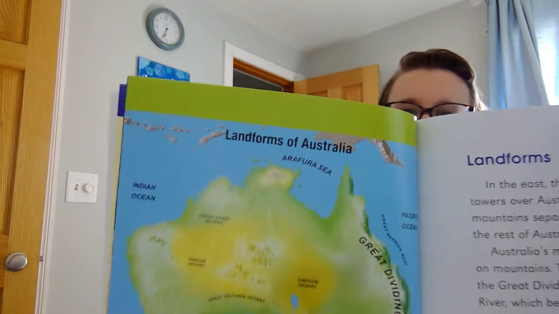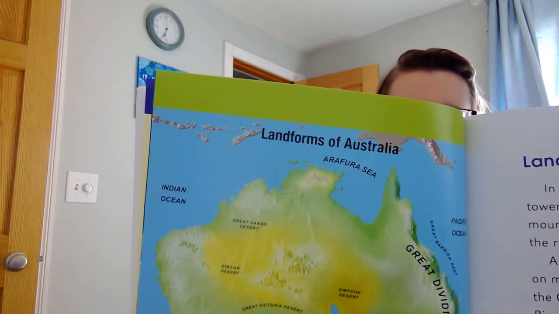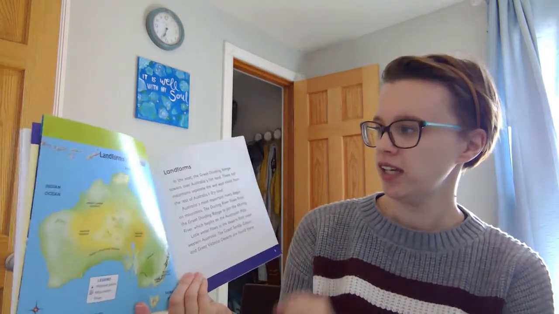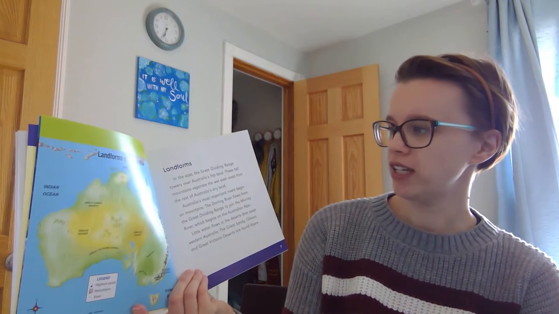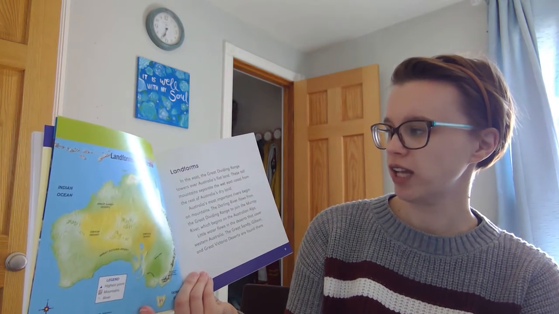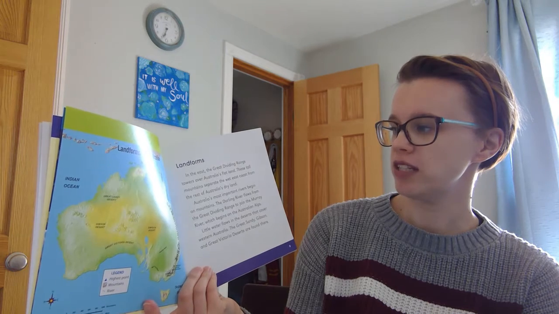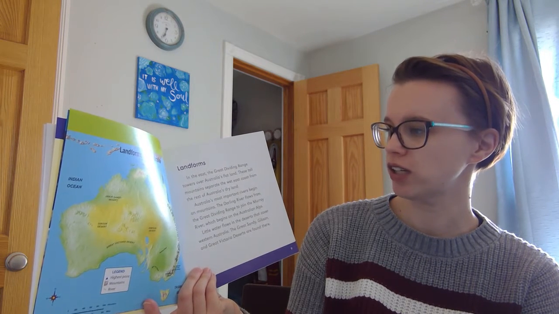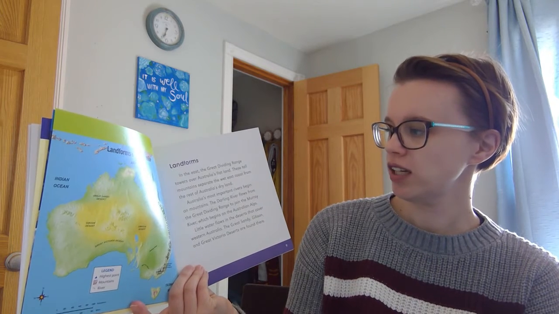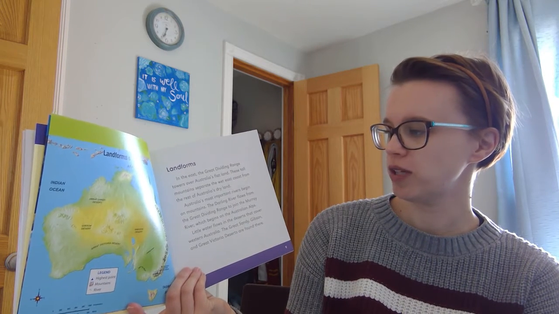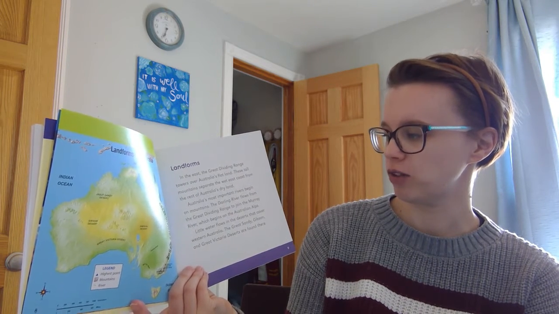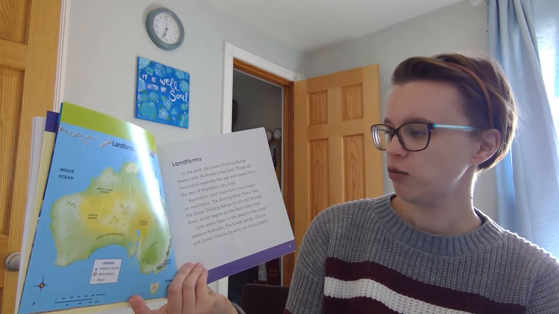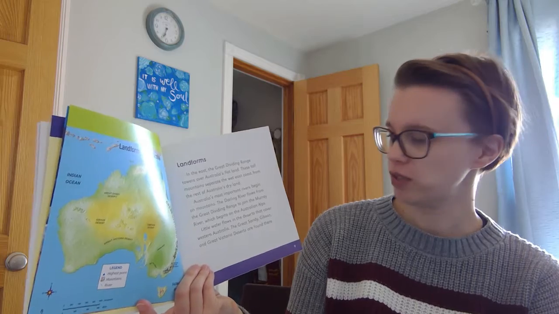Landforms. So here is a landform map of Australia. You can see there, in the east, the Great Dividing Range towers over Australia's flat land. These tall mountains separate the wet east coast from the rest of Australia's dry lands. Australia's most important rivers begin on mountains. The Darling River flows from the Great Dividing Range to join the Murray River, which begins on the Australian Alps.